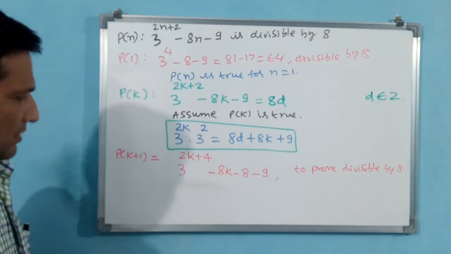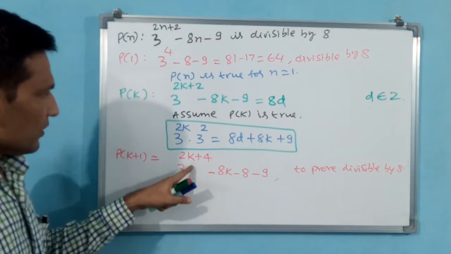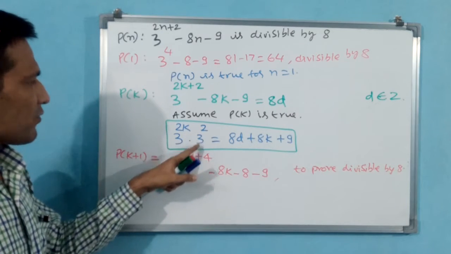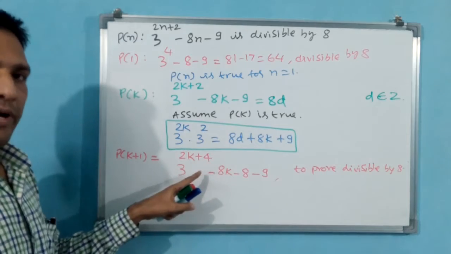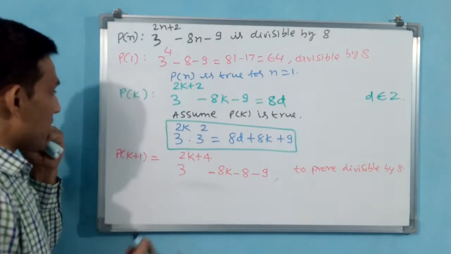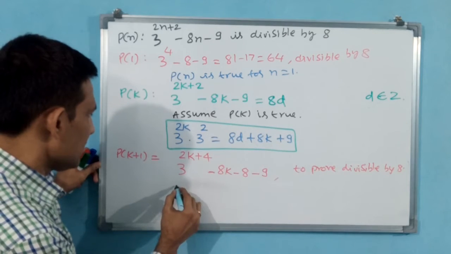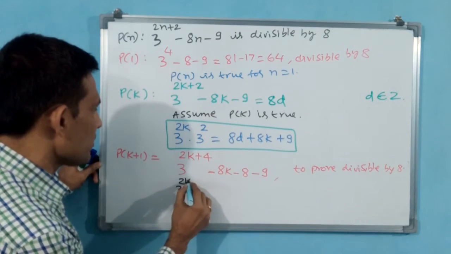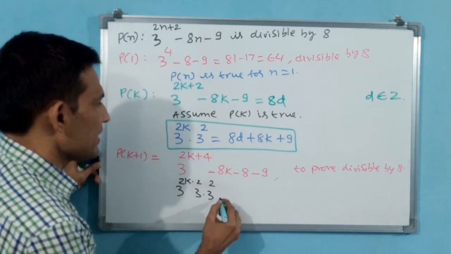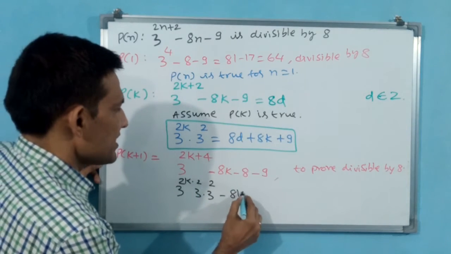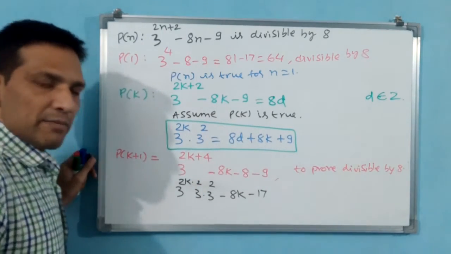Okay. Now you split this one. Why? Because 3 power 2k into 3 square into 3 square, like that also you can write. Right? How I am writing, you see. Why? Because you have only 3 power 2k into 3 square value. 3 power 2k into 3 square into 3 square minus 8k minus 17. Minus 8 minus 9, minus 17.